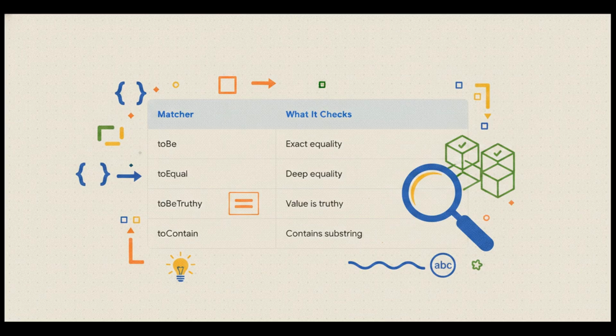But if you've got a complex object or an array, you'll use .toEqual for deep equality. That basically means it checks the actual contents, not just the memory reference. You can check if things are truthy or if a string contains a specific word. It's just incredibly intuitive once you get the hang of it.